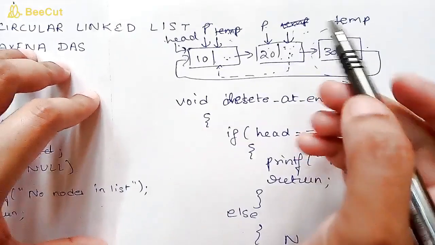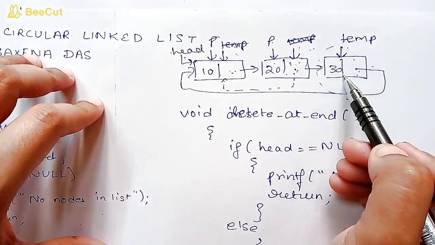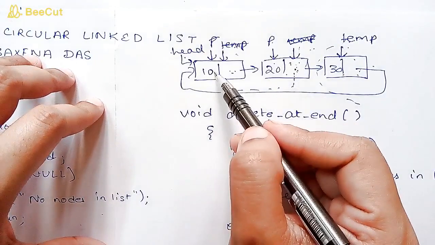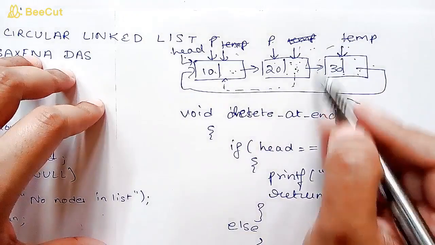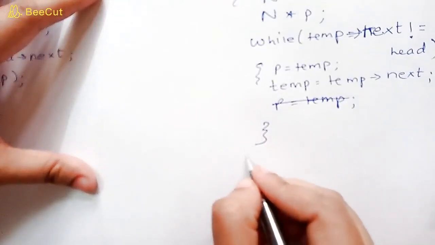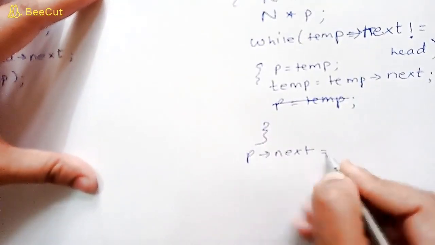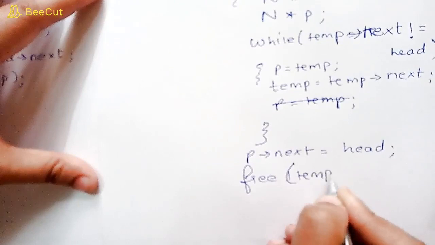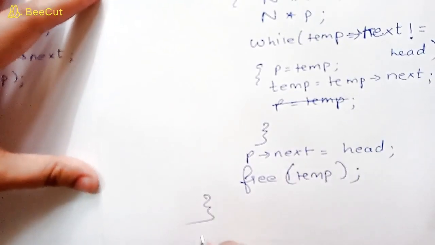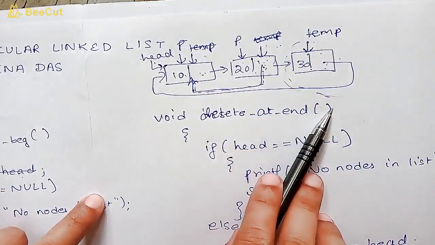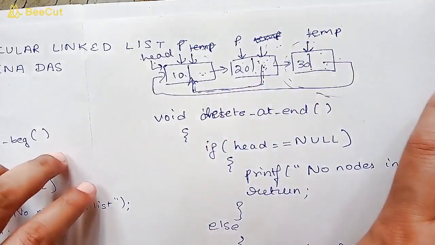When you come out of the loop, you can see you have a pointer temp which is pointing to this node, and you have a pointer p which is pointing to this node. So what we have to do, p next will be equal to head and free temp. So simply this will be freed and this link will be created. So after coming out of the loop, I'll write p next equals to head and free temp. Okay, so this is what we have to do for deletion at the end. So after deleting, you'll be having only two nodes, 10 and 20. As I'm using free function for this node, automatically this will get deallocated.